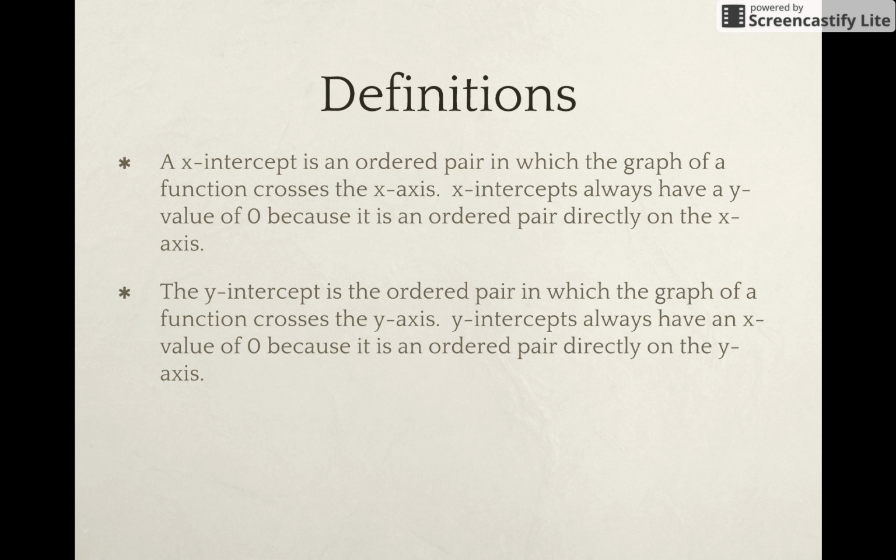The y-intercept is the ordered pair in which the graph of a function crosses the y-axis. And again, this definition is not unique to linear functions. It is actually a definition that is true for all functions. Y-intercepts will always have an x value of 0 because it's an ordered pair directly on the y-axis.